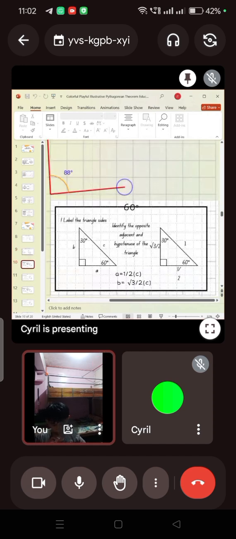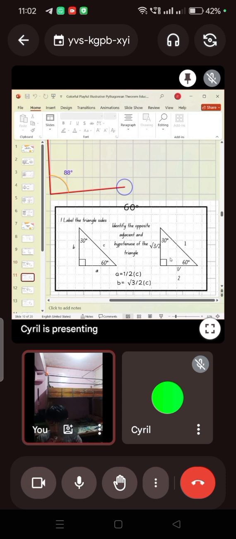First is 60 degrees. The angle 60 degrees is in the first quadrant, where all trigonometric values are positive. So the first thing we have to do is label the triangle sides. As you all know, for 60 degrees the opposite is square root of 3 divided by 2, while its adjacent is 1 over 2.